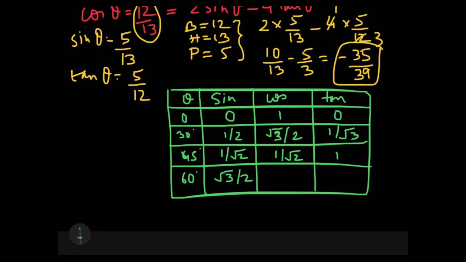The value of cos 60 degree is the value of sine 30 degree, that is 1 by 2, and the value of tan 60 degree is the reciprocal of tan 30 degree, that is just root 3. And the last one is 90 degree. Sine 90 degree is 1, cos 90 degree is 0, and tan 90 degree is not defined.